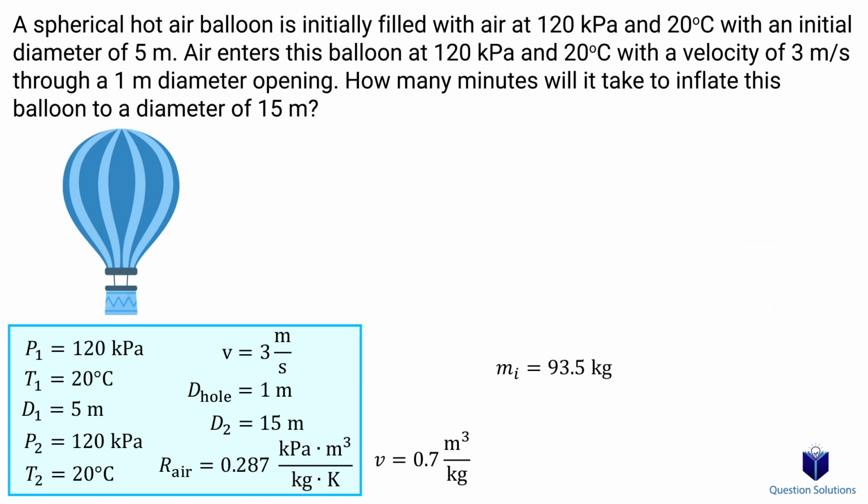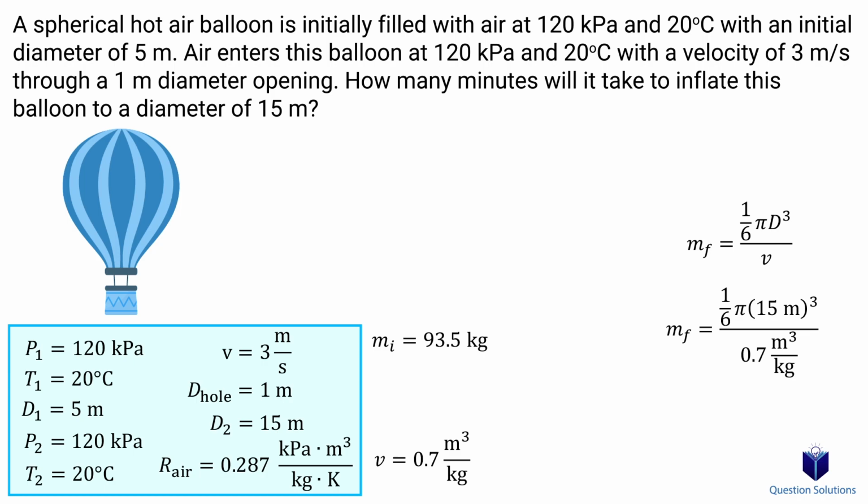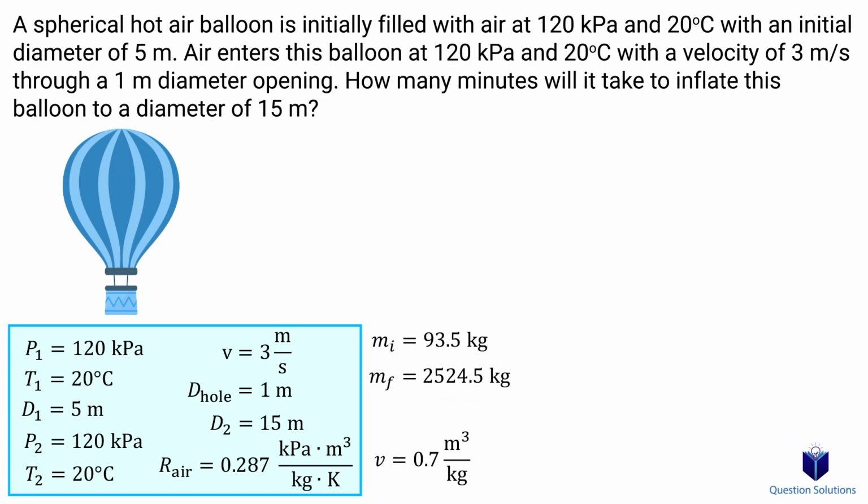We can use the same equation to find the final mass. Keep in mind that the specific volume will not change. So now we use the final diameter, which is 15 meters. Let's solve, and that's our final mass. Next, we need mass flow. In other words, how much mass is flowing into the balloon per second to inflate it. Let's write down our mass flow equation.